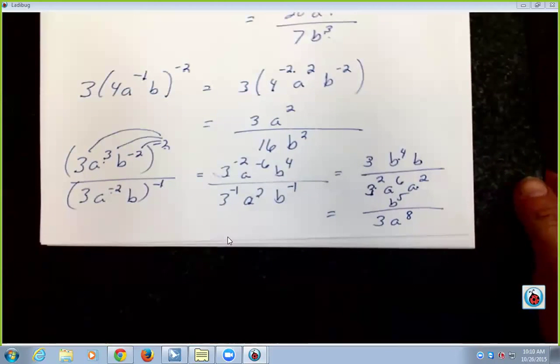Okay, make sense? Yeah, I think that's where I got that issue, was with my negatives and the positives. I knew how to solve it, but towards the end it wasn't coming together good. Yeah. Okay.